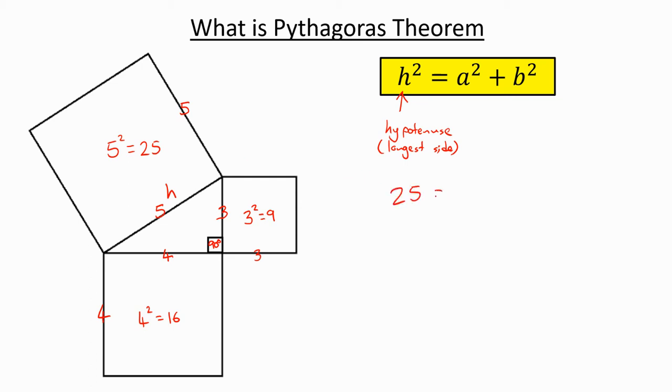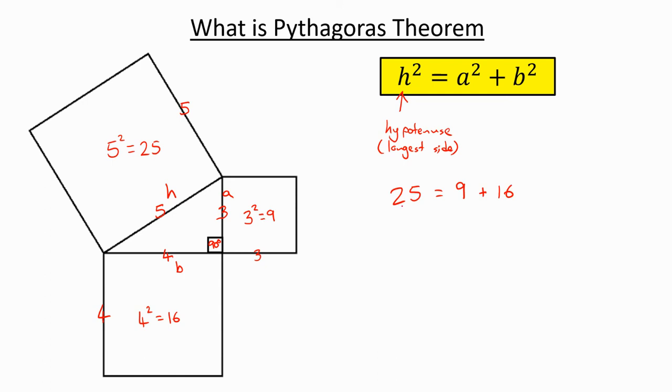And a and b are just letters that we use to talk about the other two sides. In this case, it doesn't matter which way around they go. a and b are our shortest two sides. So if we let this side be a and this side b, then a squared, 3 squared, would be 9, and b squared, 4 times 4, 4 squared, would be 16.